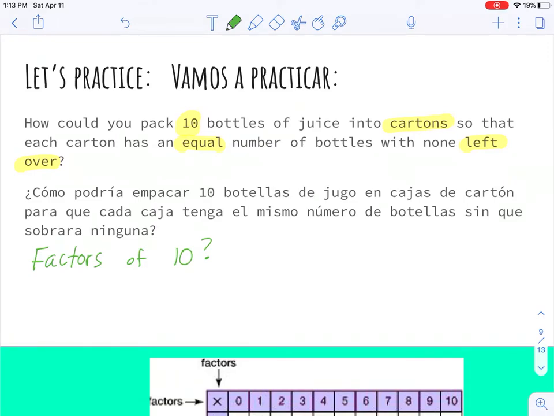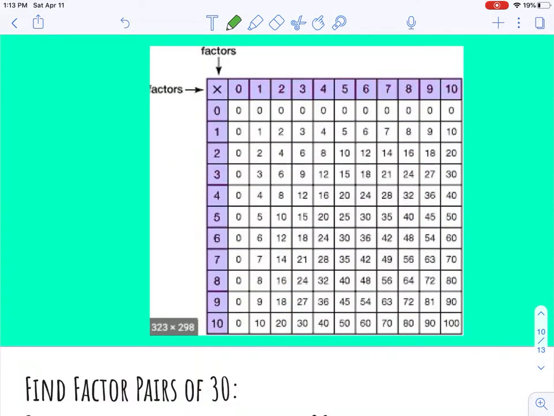What I need to think about is how can I multiply to get 10? Now let's look at this multiplication chart. If you think about all of the numbers on this side are factors, and these are factors. All of the answers on the inside, these are all the products. So let's think about how we can get 10. I'm looking on this and I see that the only place I find 10 is here and here.